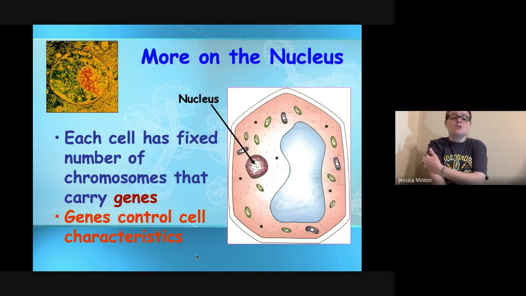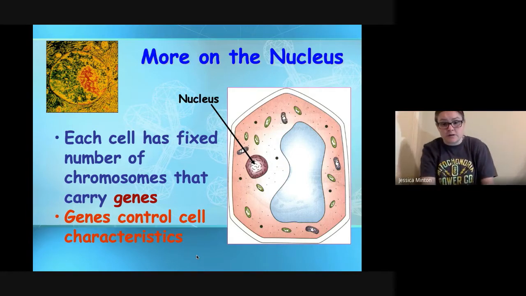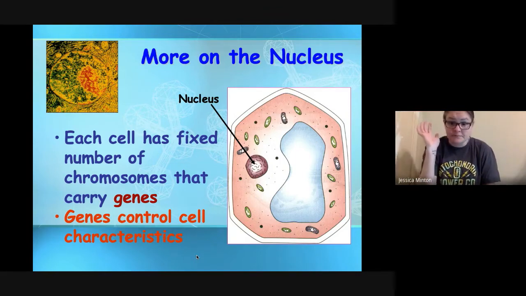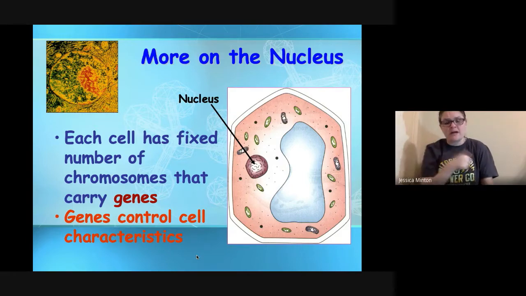Our genes are going to control the cell characteristics. Do I have white bark? Do I have hair? Do I have fur? Do I have 4 legs or 2? Am I big or small?